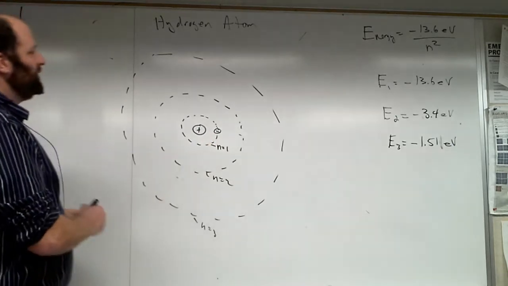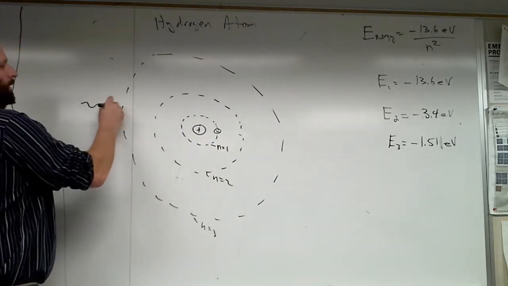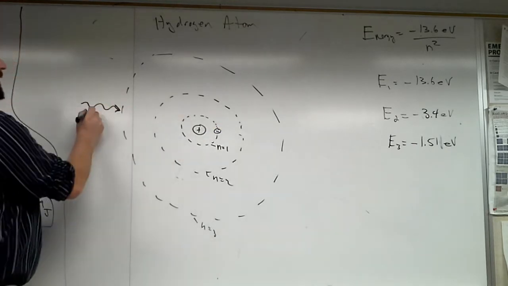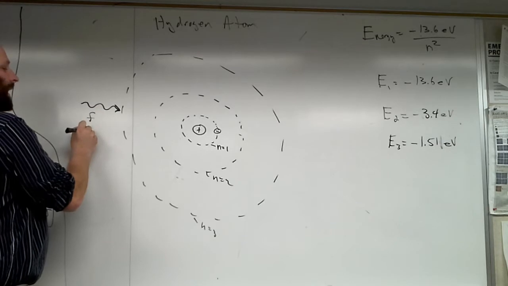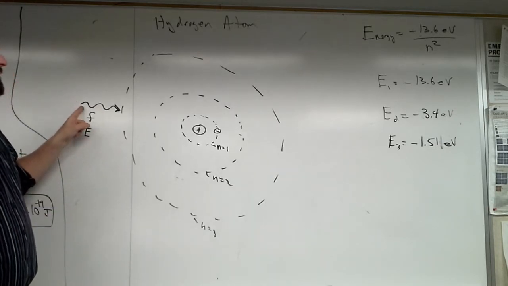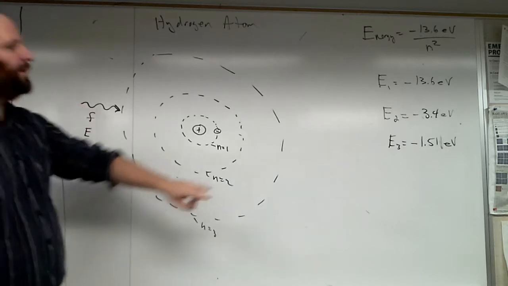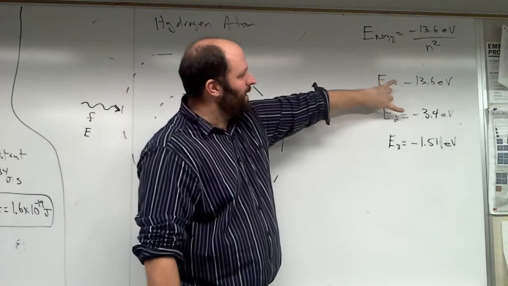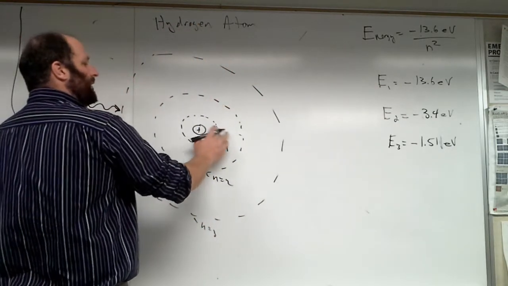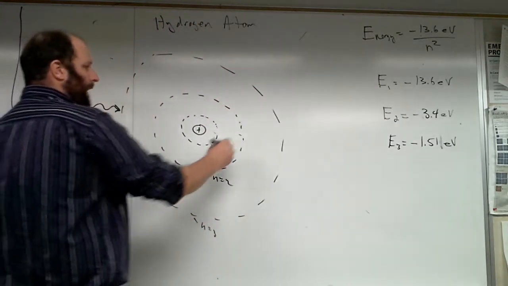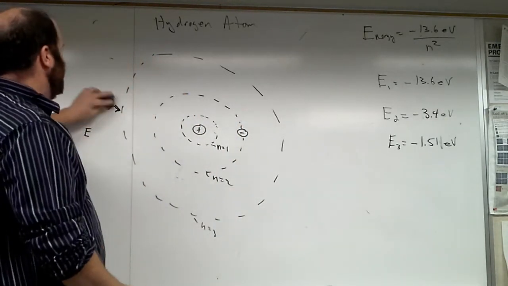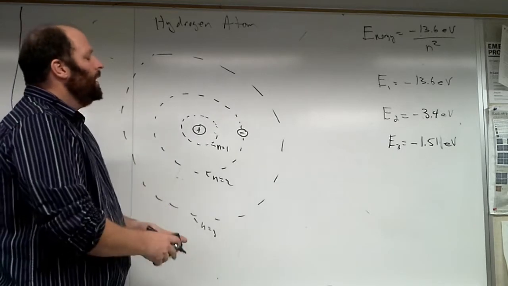So picture a photon buzzing through here. This photon, remember, has a certain frequency and it has an energy that depends on that frequency. If this photon has just the right energy, the energy that is the difference between these two, then the electron will absorb that photon and move up to a higher energy state. Then the photon is basically gone.